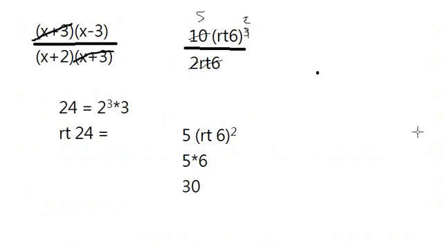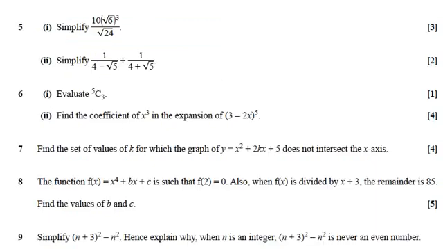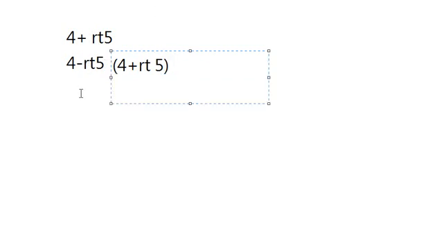This will be a pain. Okay, so I hate this so much. 4 plus root 5 and 4 minus root 5. That's the first term. And you have to multiply it by another 4 plus root 5. Yeah, I missed out the bracket. A bit better.